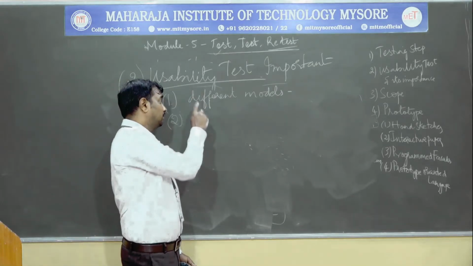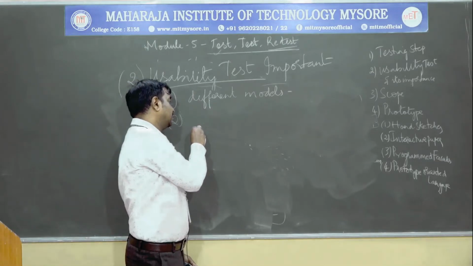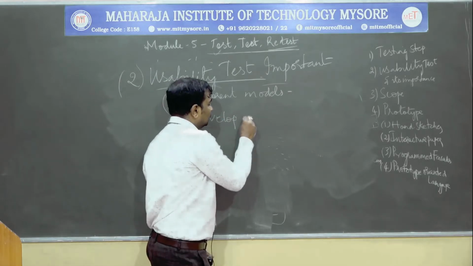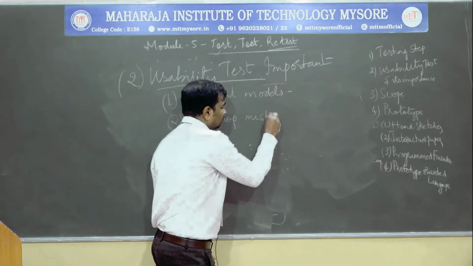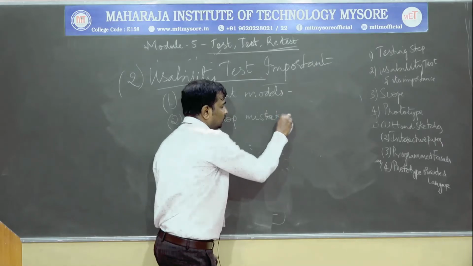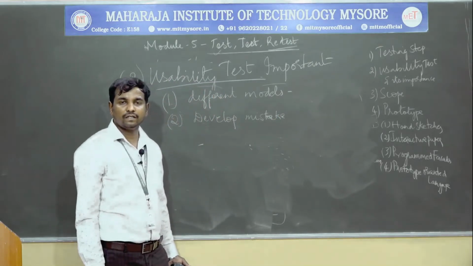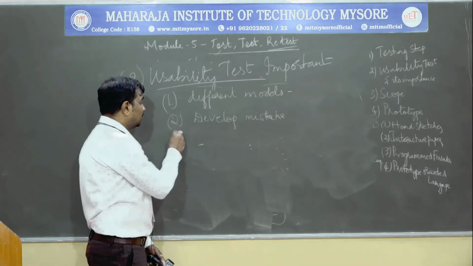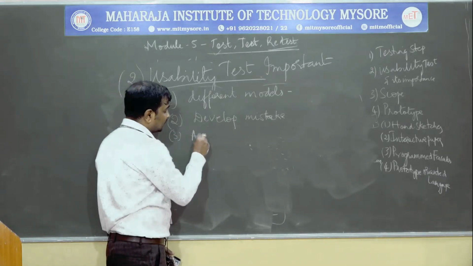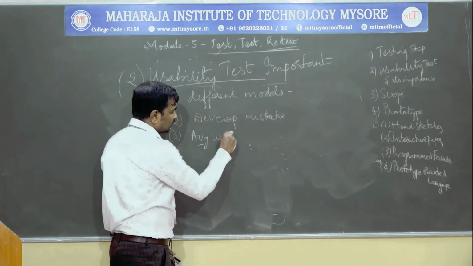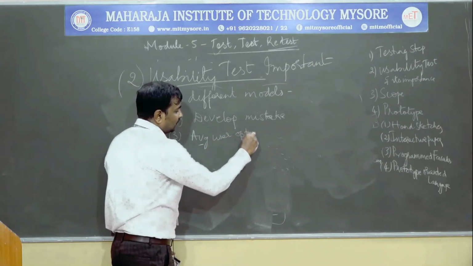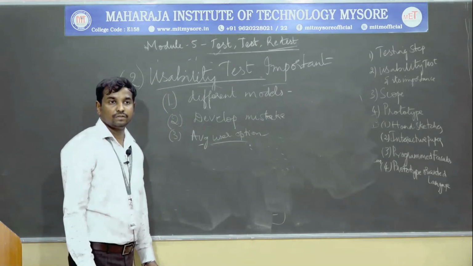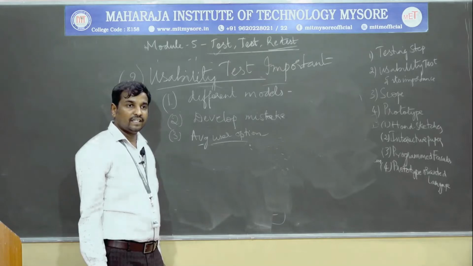But if you go for the usability test, we can identify the developer's mistakes, by taking help from the users. Sometimes the users may also make mistakes, but we need to take an average of the users' opinions for finalizing that. So we will get different opinions from the users, and we can identify it.